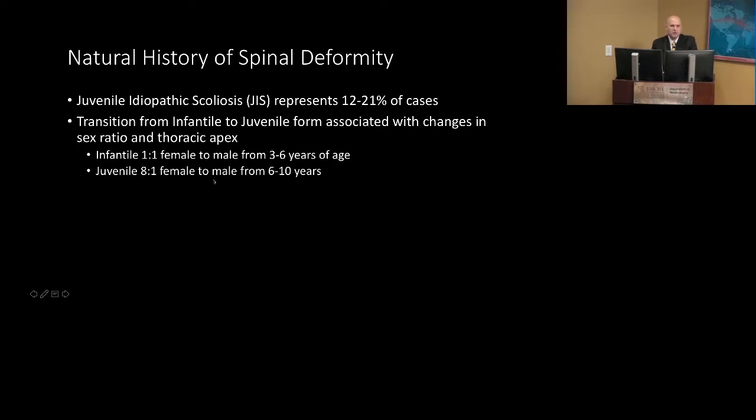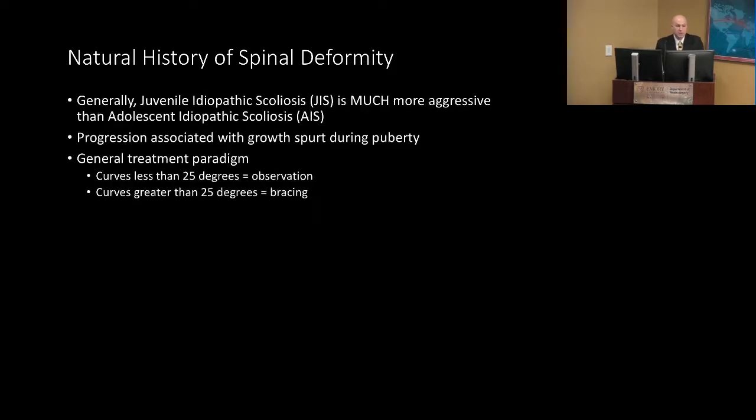And that change, we still don't exactly understand why that happens, and a lot of research has gone into whether it's a hormonal change or if it's something related to receptors, and really not much from a biochemical standpoint has come from it. Generally, juvenile idiopathic scoliosis, that 4 to 10 range, is much more aggressive than adolescent idiopathic scoliosis. So that really just hammers home the key point of screening and identification early is key. And the progression is directly associated with the growth spurt that happens during puberty.